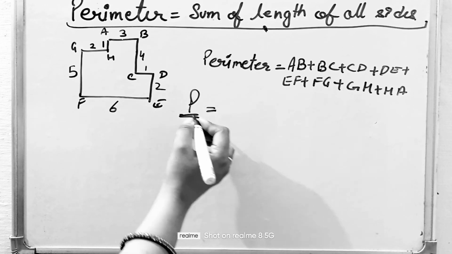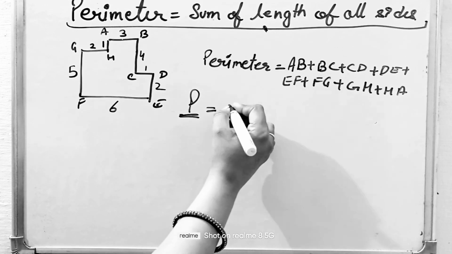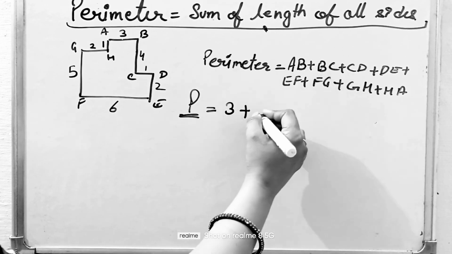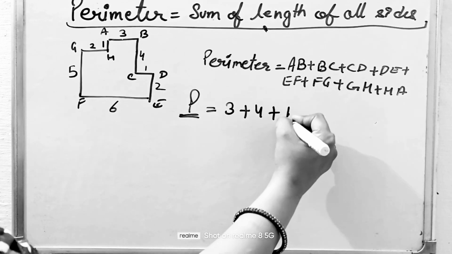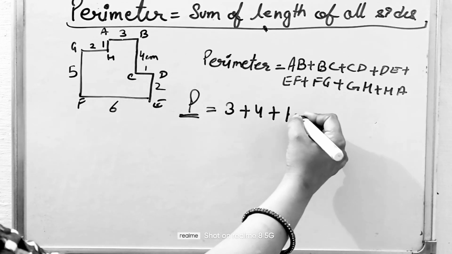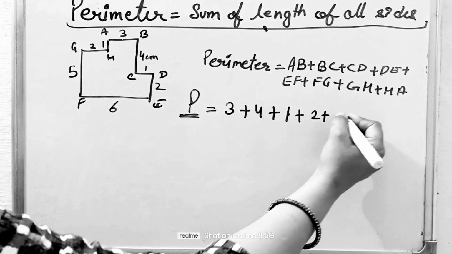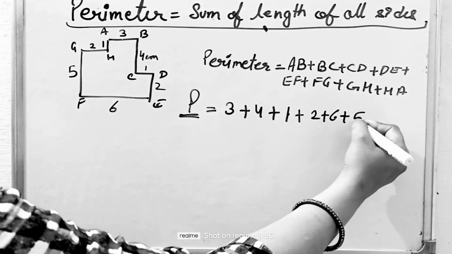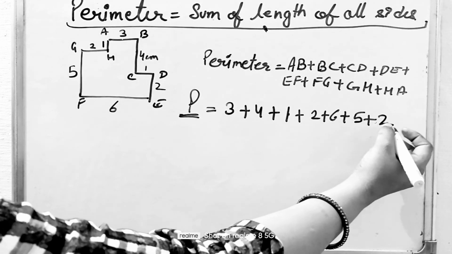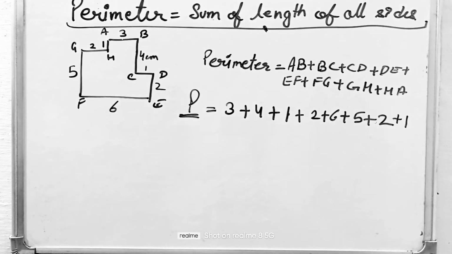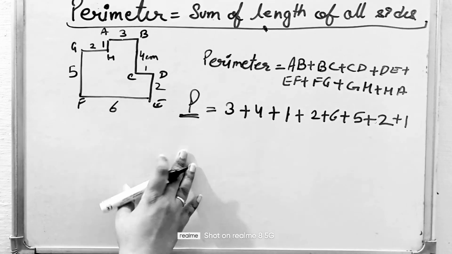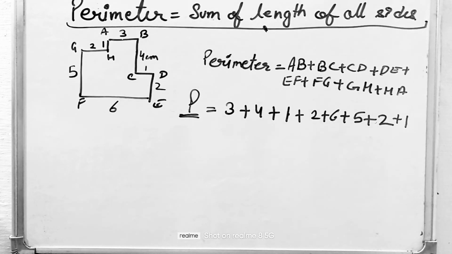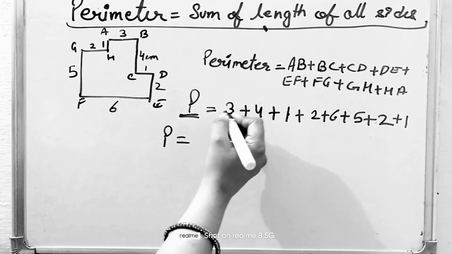So I am writing just P, and I will put the values of AB. AB is 3 cm, BC is 4 cm, CD is 1 cm, DE is 2 cm, EF is 6, then it is 5, and then 2 and 1. Right, now just add all these values and you will get the perimeter of this closed shape. Add them.